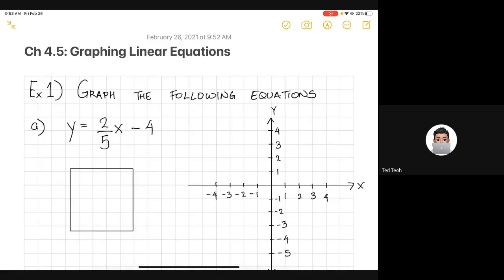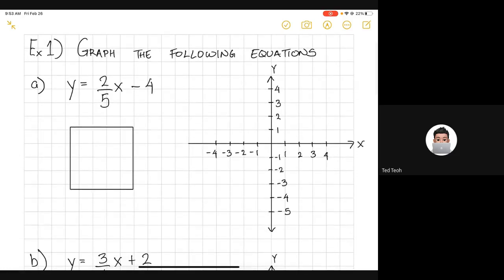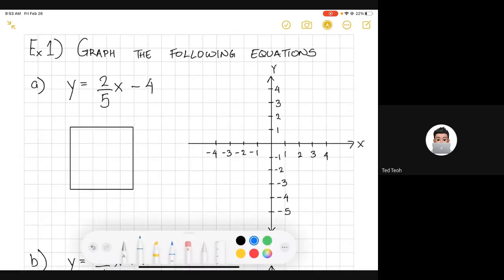All right, we're going to learn how to graph a linear equation when it's in the y equals mx plus b form. Step one is to write down what the slope and the y-intercept are. In this equation, y equals 2/5x minus 4, my slope is 2/5, and my y-intercept is -4. So that is step one.